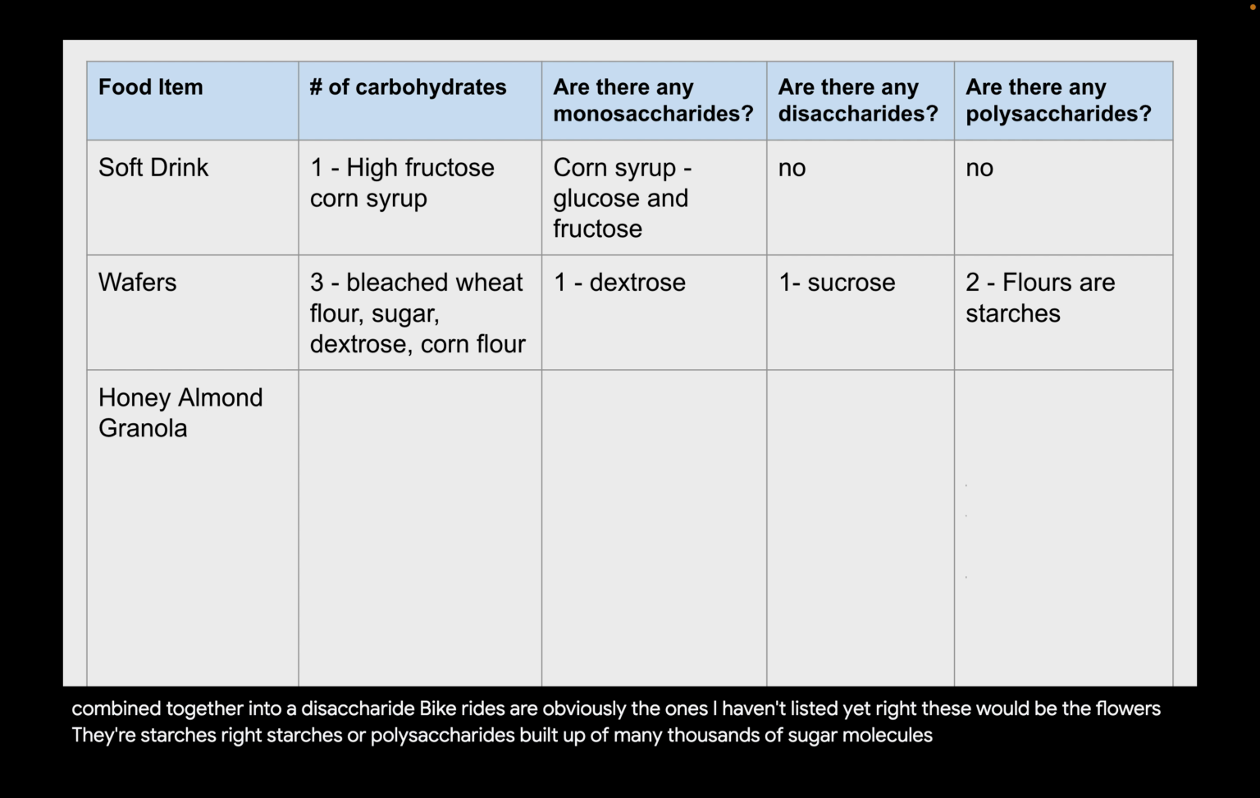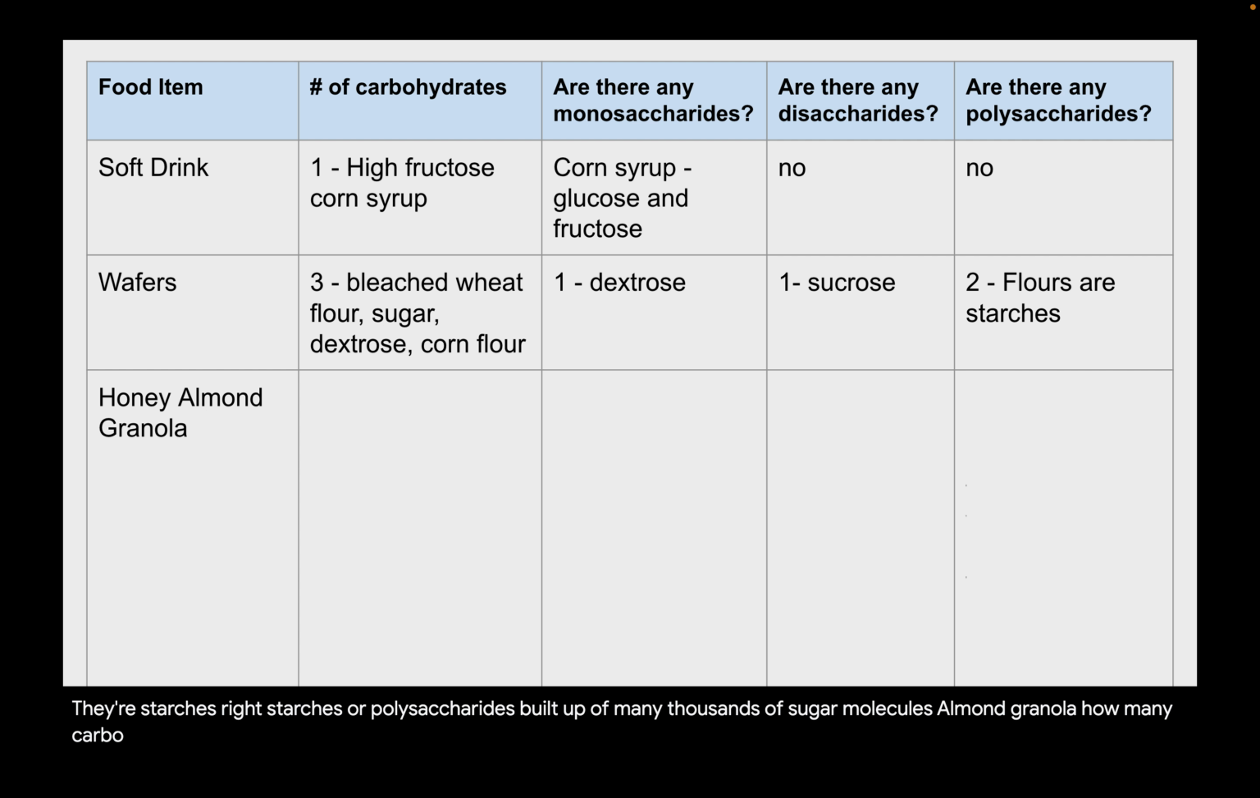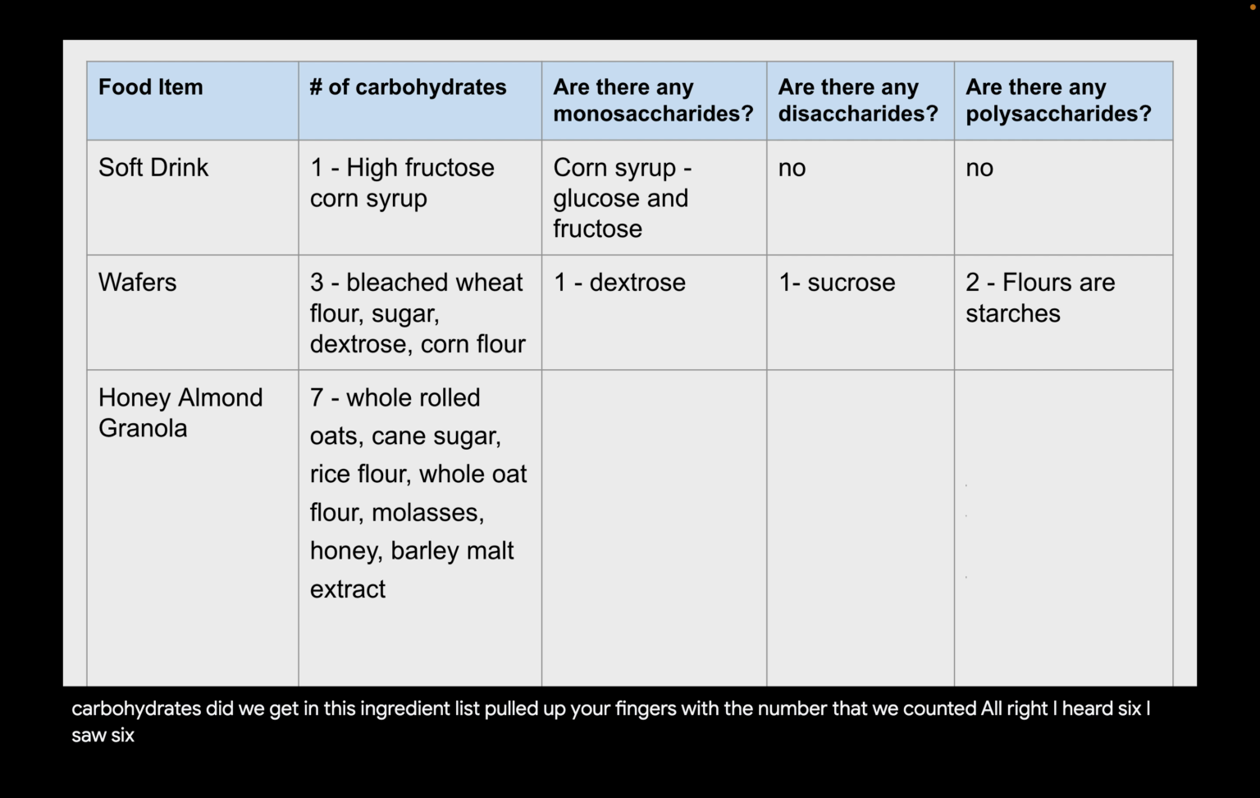All right, this honey almond granola. How many carbohydrates did we get in this ingredient list? Hold up your fingers with the number that we counted. All right, I heard 6. I saw 6. All right, I got 7, and let me make sure I counted this one right. 1, 2, 3, 4, 5, 6, 7. So I have 7. So maybe you might have included this barley malt extract. Maybe you didn't. Sounds kind of an oddball there.